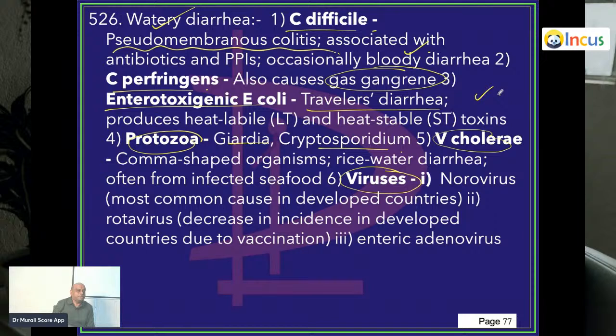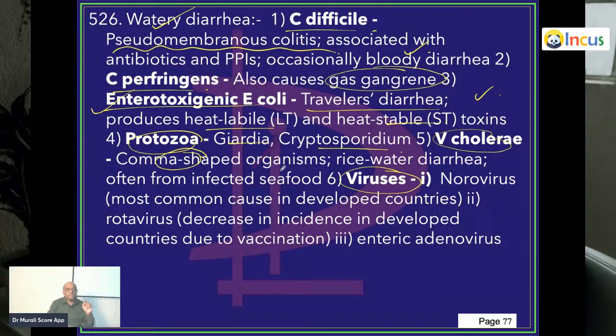Long travel means one of the persons in the family will become sick. So we are scared about traveling sometimes in India, right? So traveler's diarrhea is enterotoxigenic E. coli. It produces one heat labile and one heat stable toxin. That you already know. Then what is Vibrio cholerae?